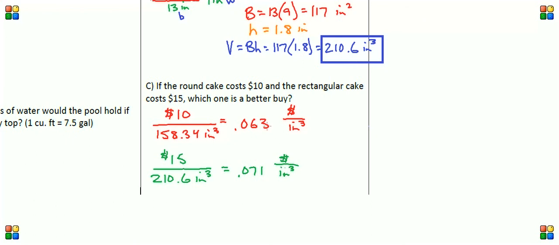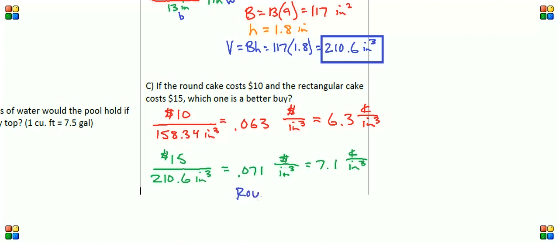So now take a look at these two cakes. We'll see the round cake is only costing us 0.063. Now we can change that to pennies by multiplying that number by 100. We're going to get 6.3 cents per cubic inch. And on our rectangular one, we've got 7.1 cents per cubic inch. And I think you can see from this, the round cake clearly is costing us less per cubic inch. That makes the round cake the better buy.